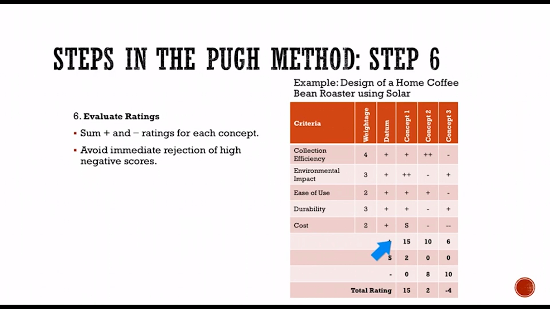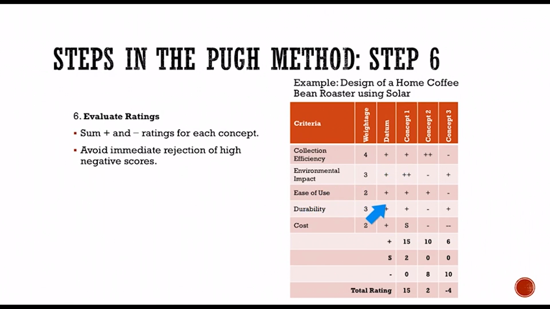The way how we calculate is, let's say we take plus here, 1 plus means that 1. So 1 times with 4 is 4. So we have 4 plus, and then for second criteria environmental impact, the weightage is 3, but we state here 2 plus, so means that 2 times with 3 we have 6. So 4 plus 6 we have 10.